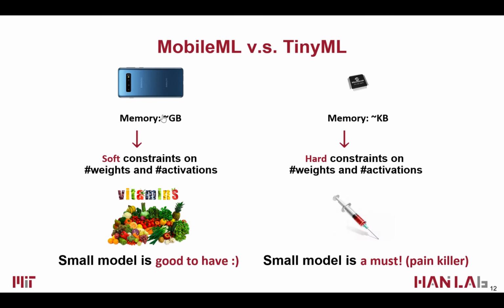Let's first look at the difference between mobile devices and these tiny devices. Mobile devices typically have gigabytes of RAM, which is enough for most neural networks, which means they only have soft constraints on the model size and the activation. A small model is more like vitamins. It's good to have, but not vital. In contrast, a microcontroller only has kilobytes of RAM. Hence, many models will fail to run due to the memory limits. As such, tiny model design has a hard constraint, which is more like a painkiller, a must-have.